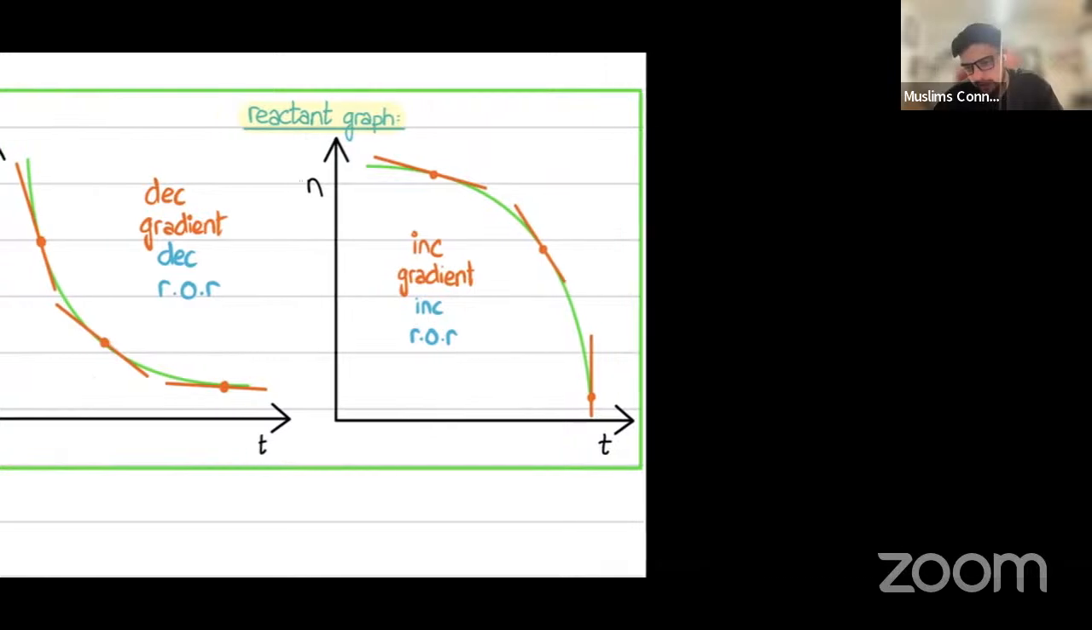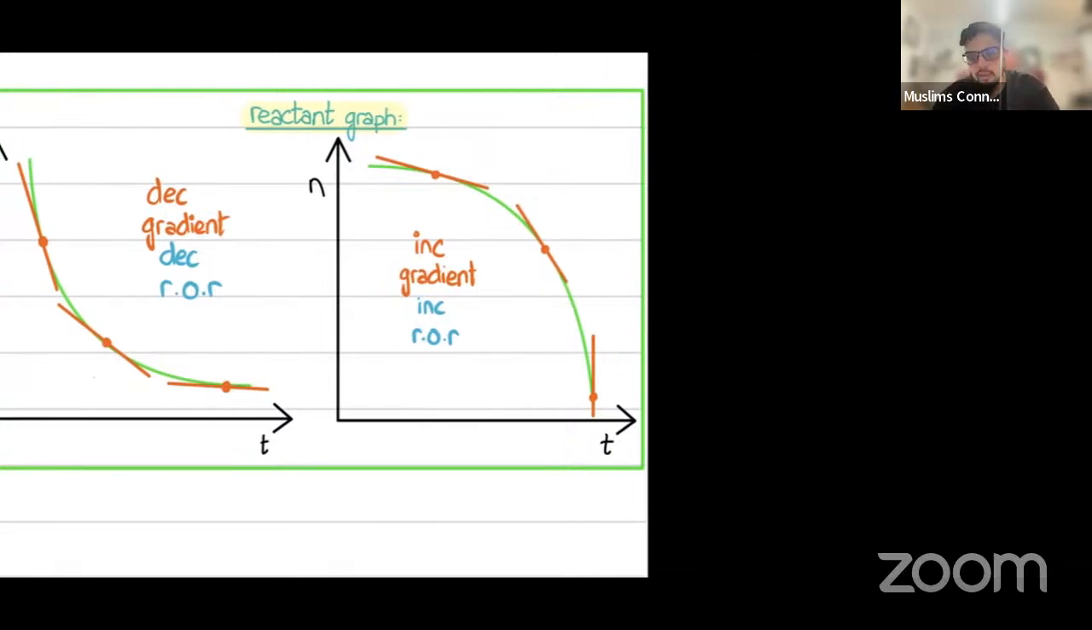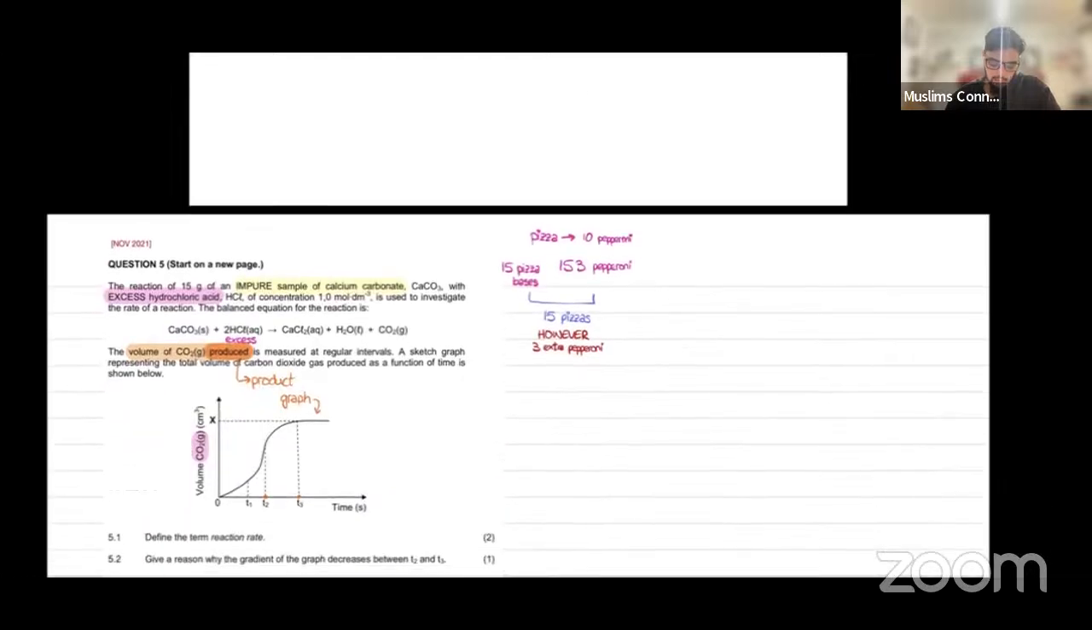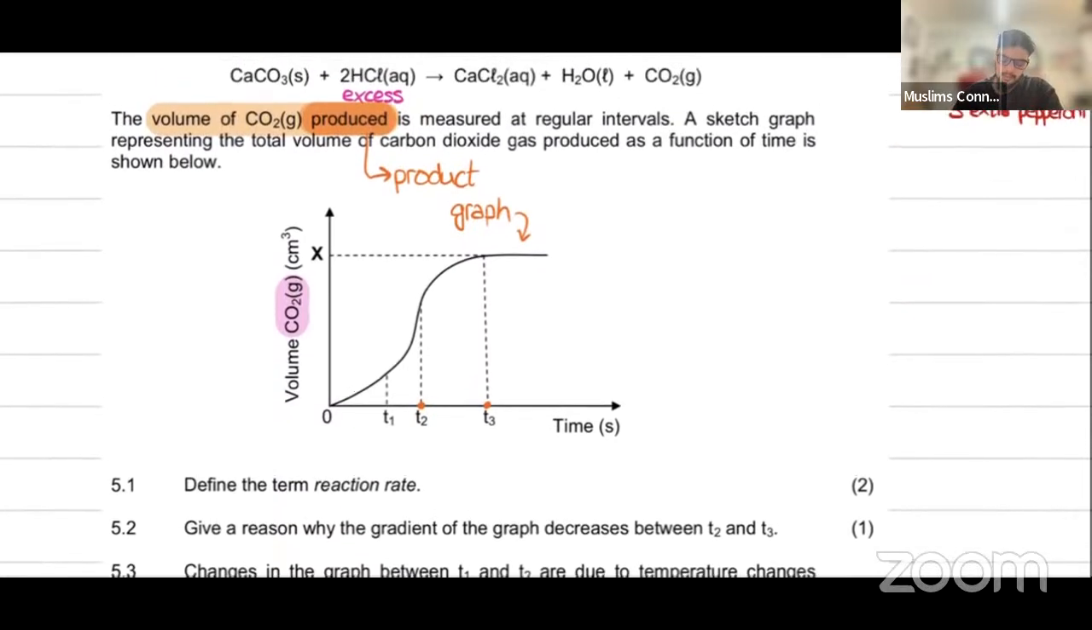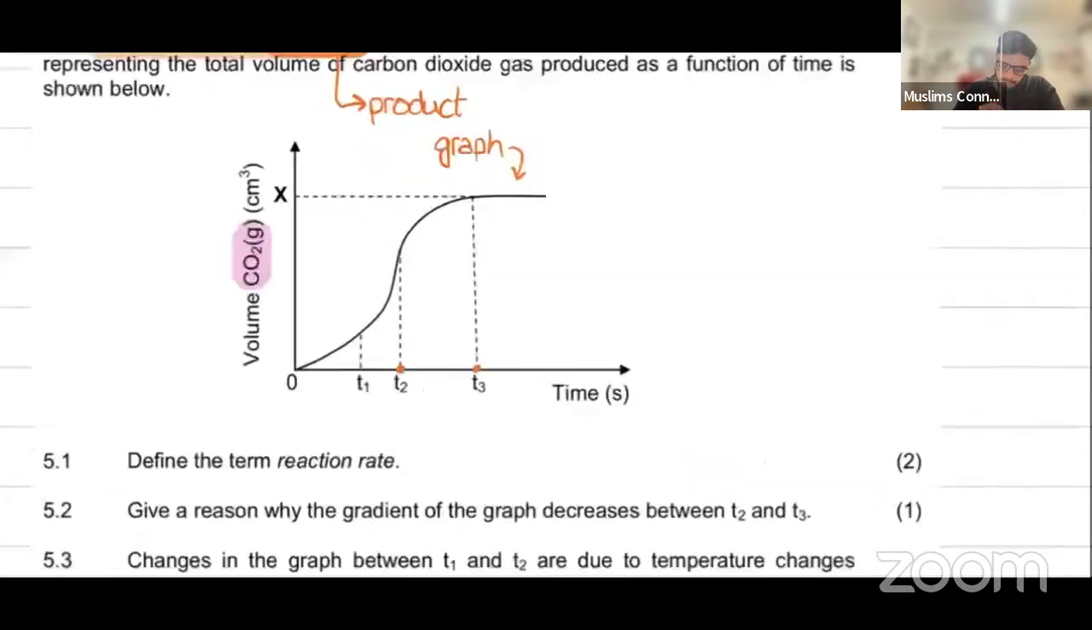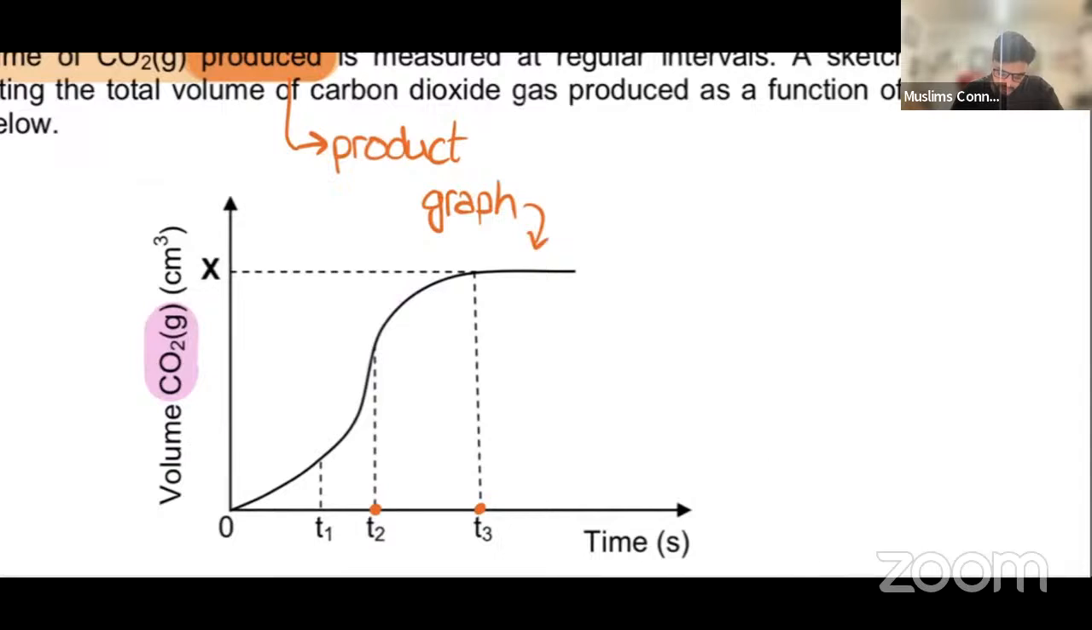And remember that the gradient in this section, if we're dealing with a reactant or a product, represents rate of reaction. And you can see in this particular instance, the gradient becomes steeper and steeper, which means an increasing gradient, which means an increasing rate of reaction. So now, let's have a look here again and give a reason why the gradient of the graph decreases between T2 and T3. So we can confirm that by drawing tangent lines becoming less and less steep.